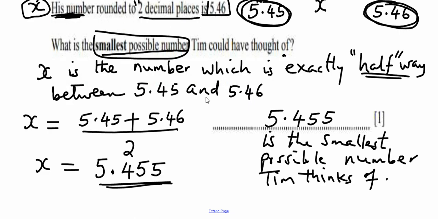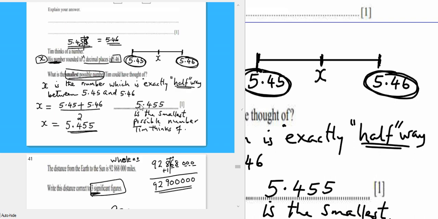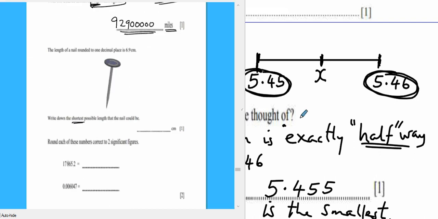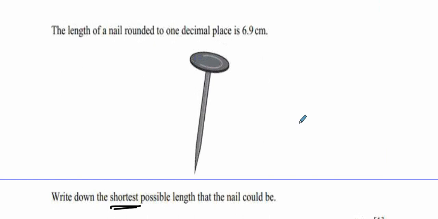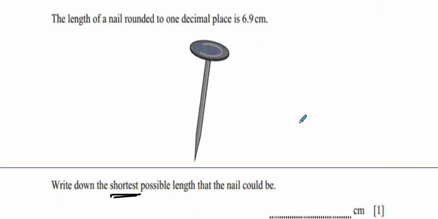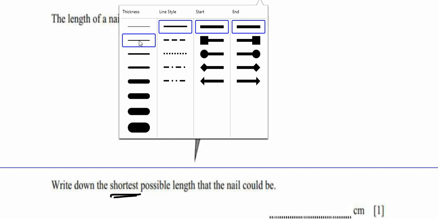Now this question, the way I've done the previous question, I'm going to repeat with the same method. The length of a nail when rounded to 1 decimal place is 6.9. Write down the shortest possible length that the nail could be. Okay, so what I do, I take a ruler.